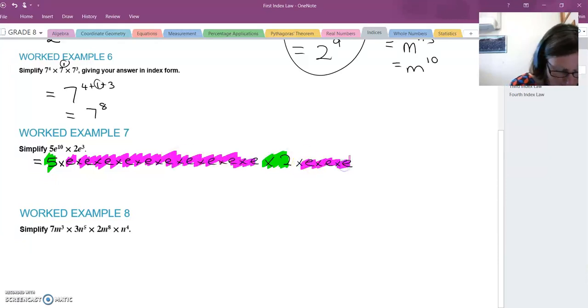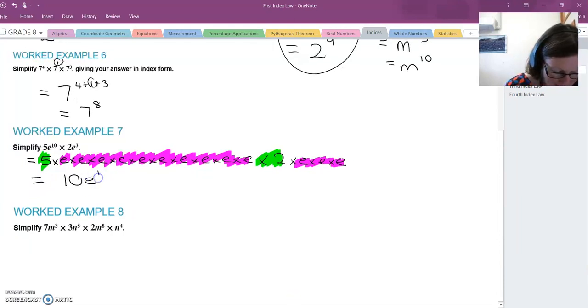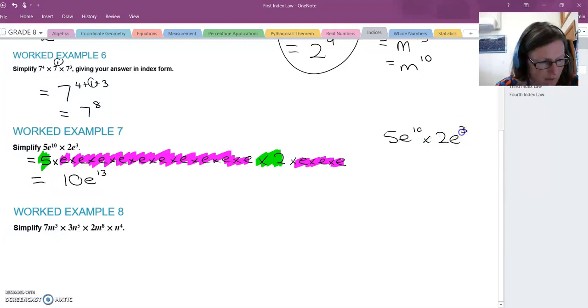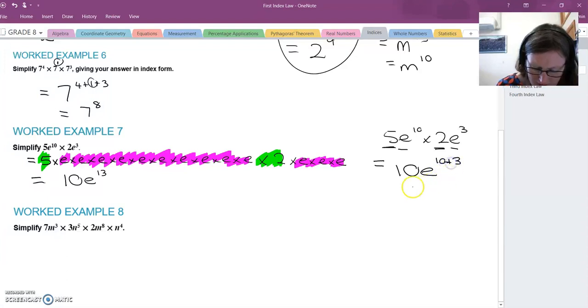So this is the long way, if you like, to do it. Multiply my big numbers together: 5 times 2 is 10, and then if I count how many pink e's there are, it's e to the power of 13. The quicker way to do it: 5e to the 10 times 2e to the power of 3. We multiply our numbers that aren't attached to an index, so 5 times 2 is 10, and with the e's we say 10 plus 3 because we add the indices, which is 10e to the 13. Much quicker than what we did before.